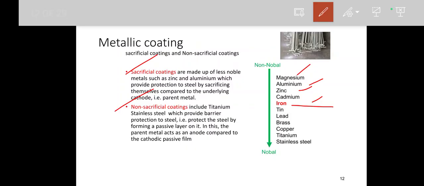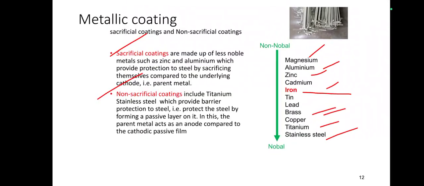Suppose we coat the iron with brass, copper, titanium, stainless steel, which are somewhat costlier, it will act as a non-sacrificial coating. This type of material will act as a cathode, and it will protect the steel from corrosion. So like this also we can do the coatings.